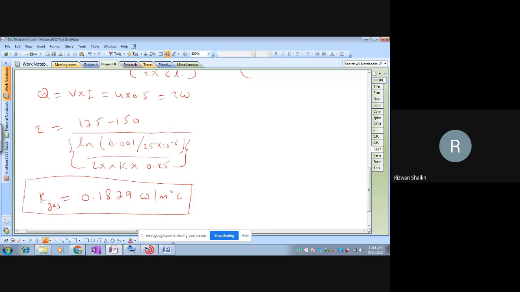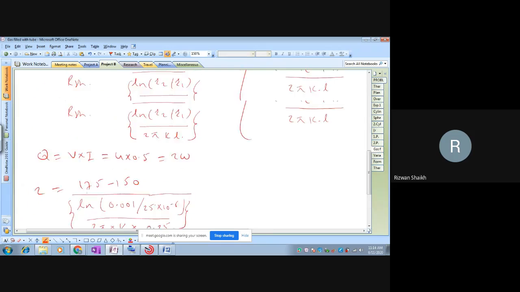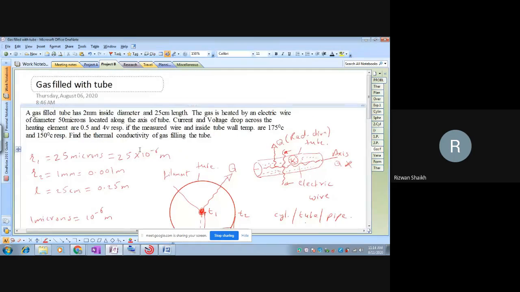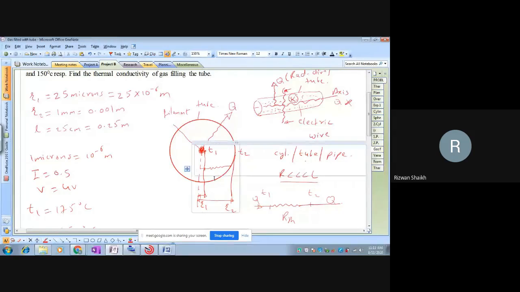Am I clear with this? So in this way, you can calculate the thermal conductivity of a gas filling in the tube. So again, I repeat the problem. We have a tube. In the tube, we have filled gases, and at the axis of the tube, we have the filament, which is heated by electric wire, and the heat flows from the filament to the surface of the tube in a radial direction. So I had drawn the diagram in a cross-sectional area of the tube. So this is the radial direction, this is the small filament, and this is your tube, and the amount of heat flow in radial direction.